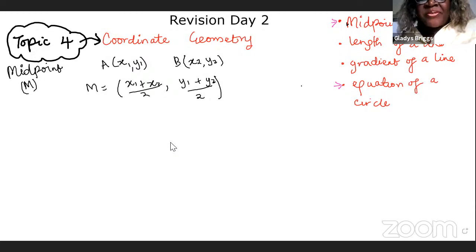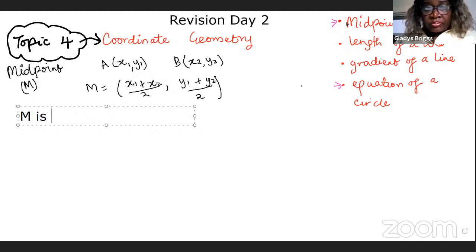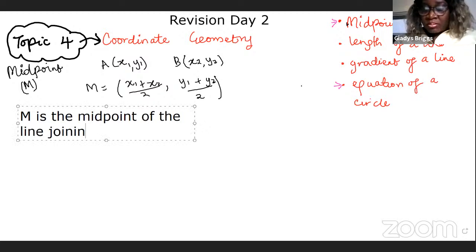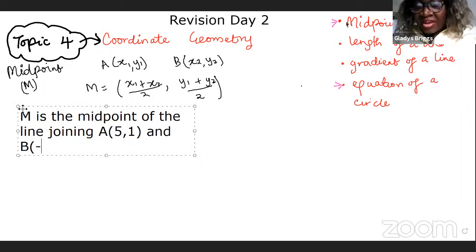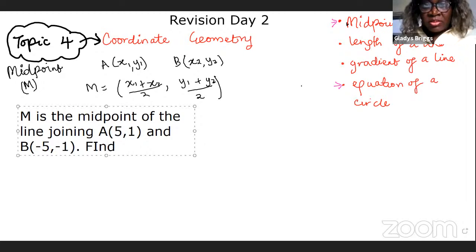For example, if I give you a question, say M is the midpoint of the line joining, let's say, A (5, 1) and B (-5, -1). I say find the midpoint. Find M.